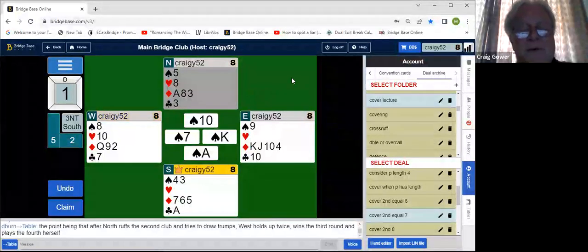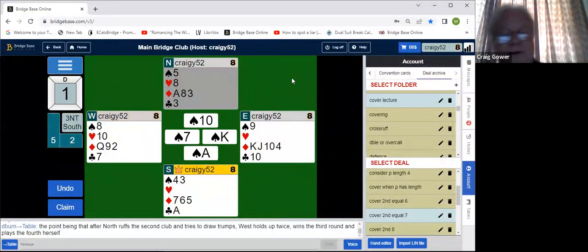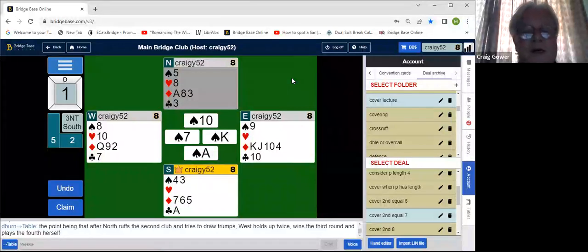Right, so we are coming to a second spade trick. So that's what we've got to realize, is that there can be a timing issue when there's two equal honors. So usually covering the second one will be more effective than the first one.